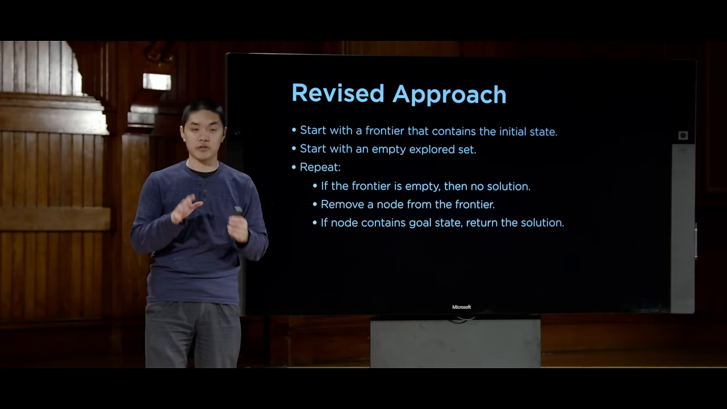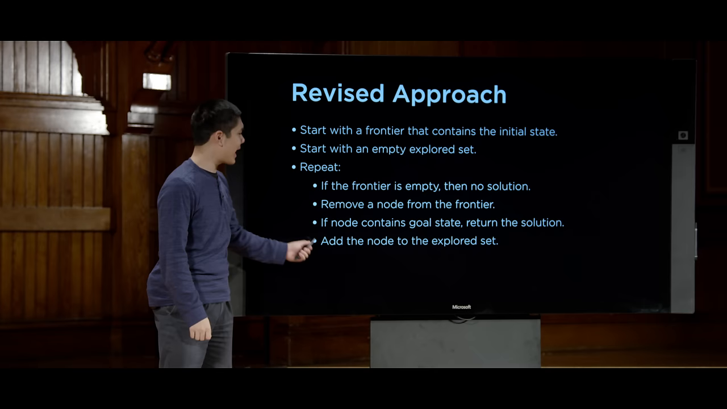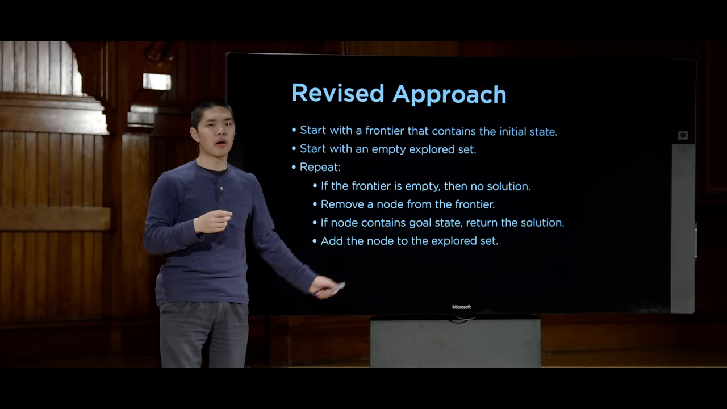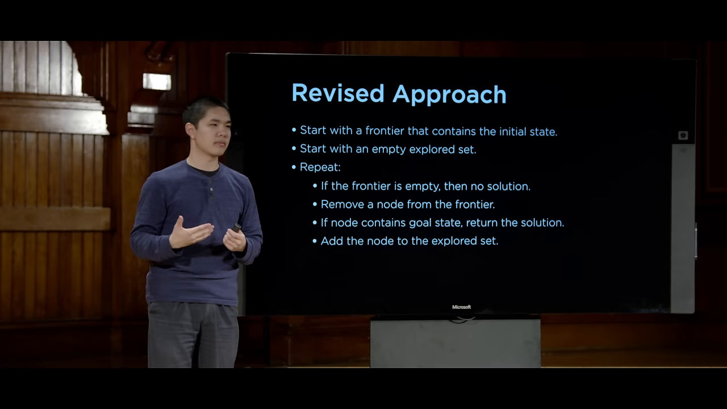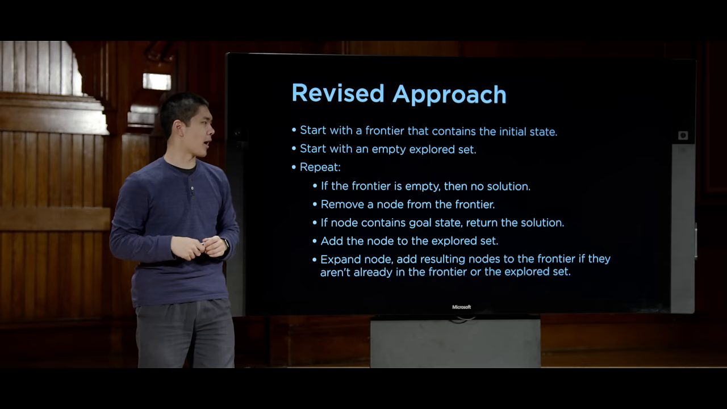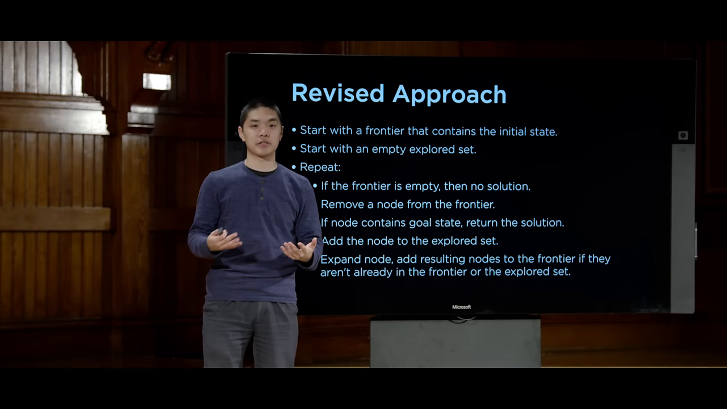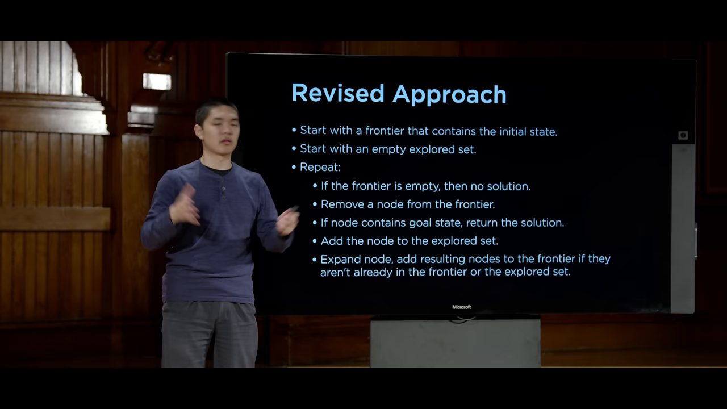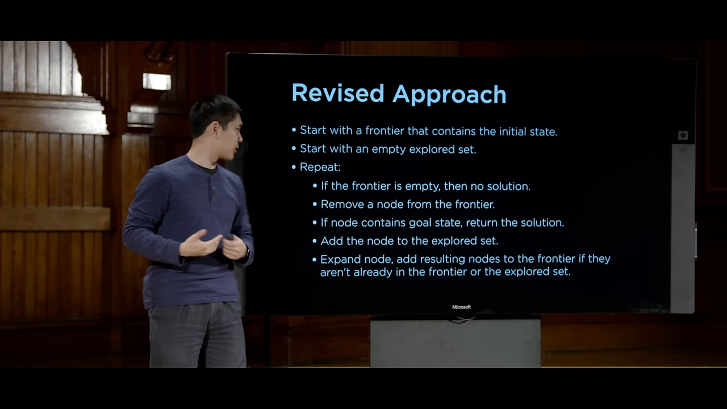But now, what we're going to do is we're going to add the node to the explored state. So if it happens to be the case that we remove a node from the frontier and it's not the goal, we'll add it to the explored set so that we know we've already explored it. We don't need to go back to it again if it happens to come up later. And then the final step, we expand the node, and we add the resulting nodes to the frontier. But before, we just always added the resulting nodes to the frontier. We're going to be a little cleverer about it this time. We're only going to add the nodes to the frontier if they aren't already in the frontier, and if they aren't already in the explored set. So we'll check both the frontier and the explored set, make sure that the node isn't already in one of those two. And so long as it isn't, then we'll go ahead and add it to the frontier, but not otherwise.